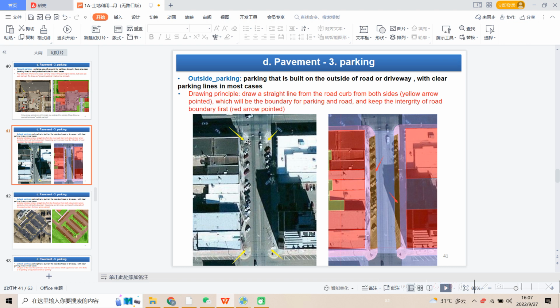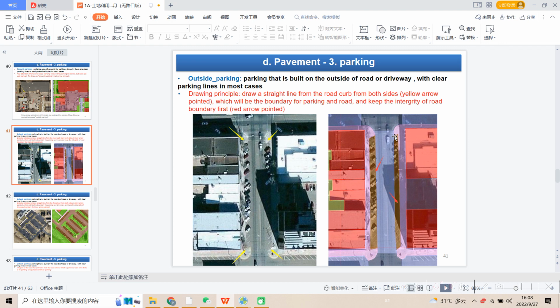So then this is outside parking, parking that is built on the outside of the road or driveway, with clear parking lines in most cases. The principle for drawing such outside parking is to draw a straight line from the road curb from both sides, where the yellow arrow points, and this will be the boundary for parking and road. And then we need to keep the integrity of the road boundary first, smooth and straight. Then the rest of the area could be the outside parking.